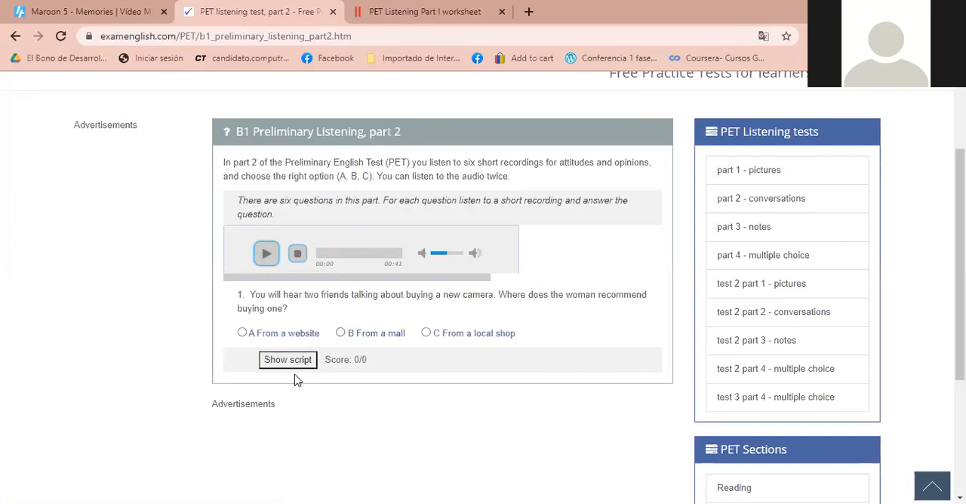Okay, I have letter C. Letter A. Letter C again. The options we had were from a website, from a mall, or from a local shop.